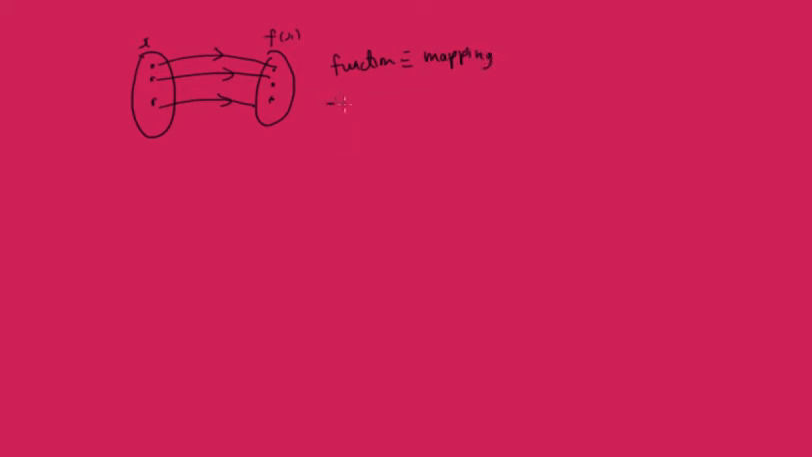A function can either be 1 to 1 or many to 1. So this would be a 1-to-1 function, or you could have two numbers that go to one output. That would be a many-to-one function. So let's consider an example.